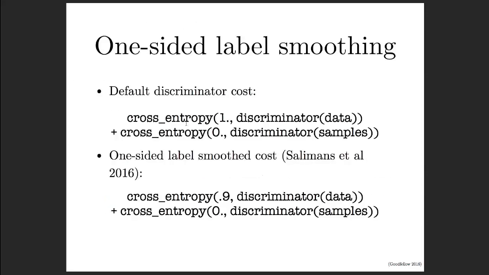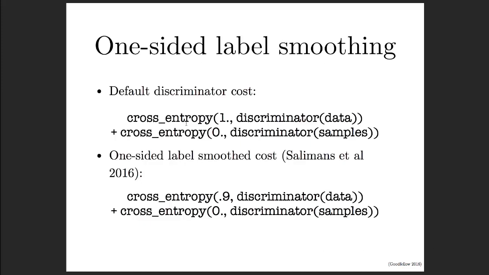Another tip that can really help a lot is a technique that I call one-sided label smoothing. We also introduced this in the paper with Tim that we're showing tonight. The basic idea is that usually when you train the discriminator, you're training it to output hard ones on the data and hard zeros on the fake samples. But it's much better if you train it to output a soft value like 0.9 on the data, and on the fake samples it should still strive to output zeros. That's why it's called one-sided: we only smooth the side that's on the data.